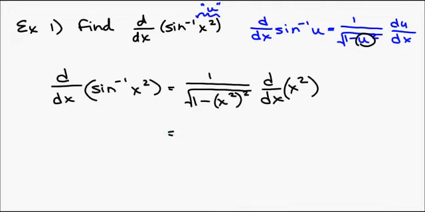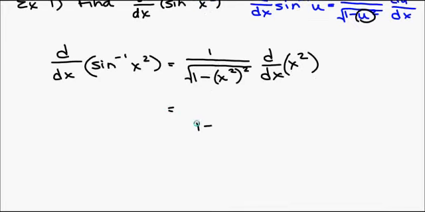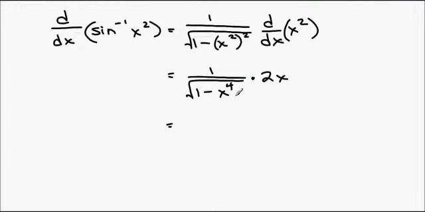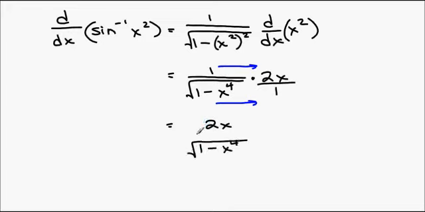Okay, working this out a little bit more. I know that x squared squared is x to the 4th, and the derivative of x squared is really 2x. Last step, I can condense this. 2x is really 2x over 1. I'm going to multiply my fraction straight across. So 2x divided by the square root of 1 minus x to the 4th, and this is my derivative.